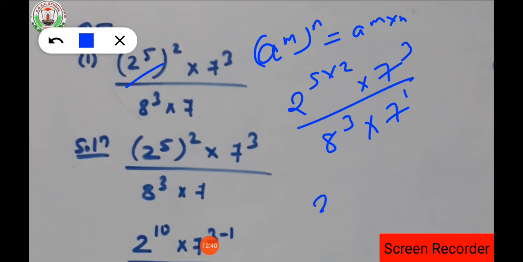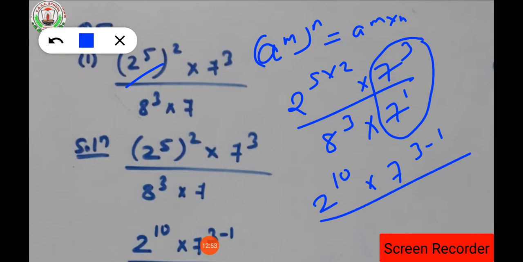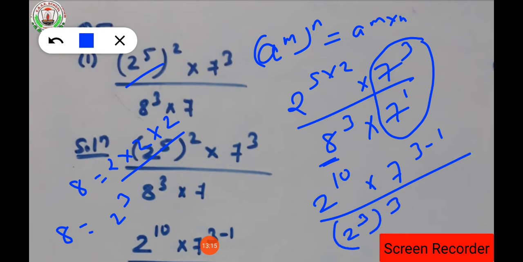So here we can write 2 to the power 5 into 2 will be 10, isn't it? And we can use the divide law of exponents, that is 7 to the power 3 minus 1 upon, how to write 8? What are the factors of 8? 2 into 2, 4, 4 into 2 is the factor of 8. So 8 is equal to 2 to the power 3. Can we write that? Of course we can write it, because the factor of 8 is 2 to the power 3, that's why. So in place of 8 we are going to write 2 to the power 3 and whole to the power 3, why it comes?